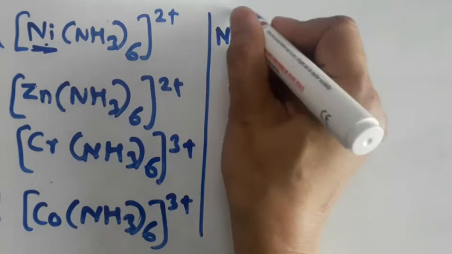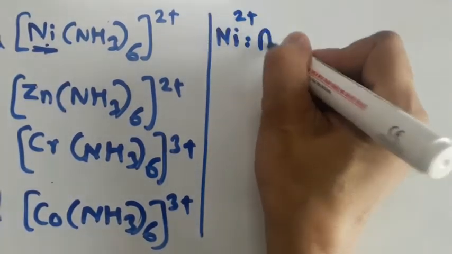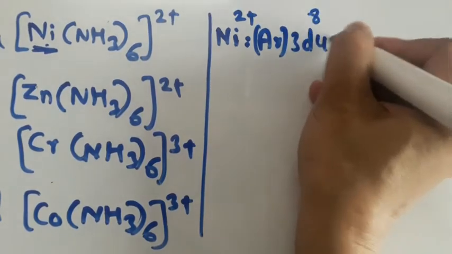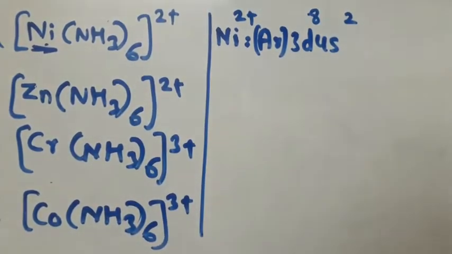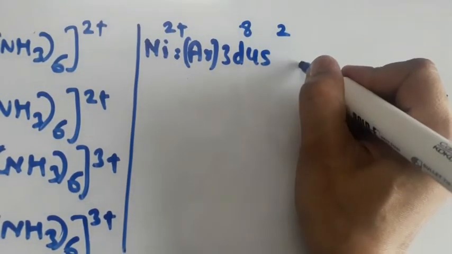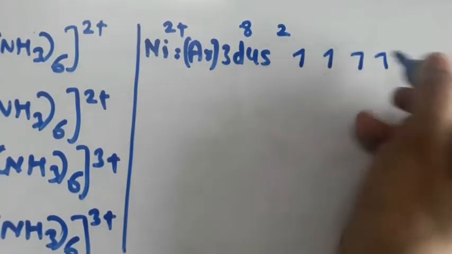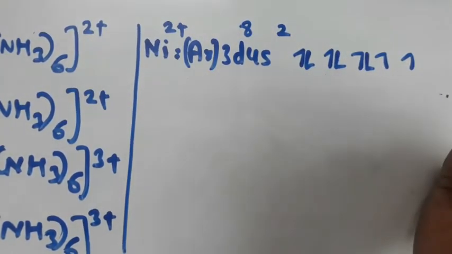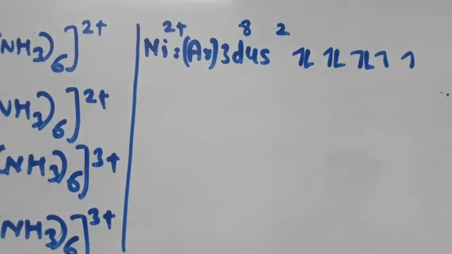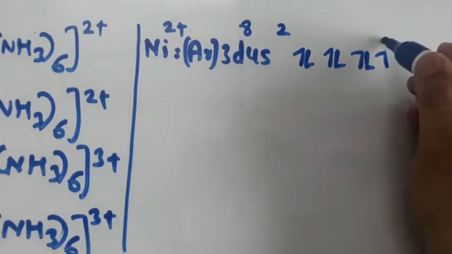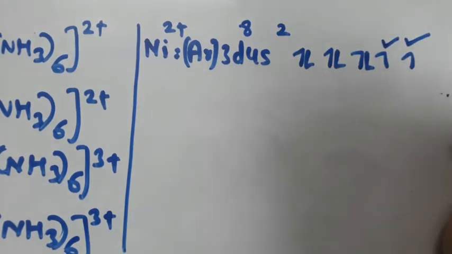So directly I will write Ni plus 2 is having argon 3d8 4s2. If it is 3d8, then what we are going to do is 1 2 3 4 5 6 7 8. Now in this case, how many unpaired electrons are there? 1 and 2. So here we have 2 unpaired electrons.